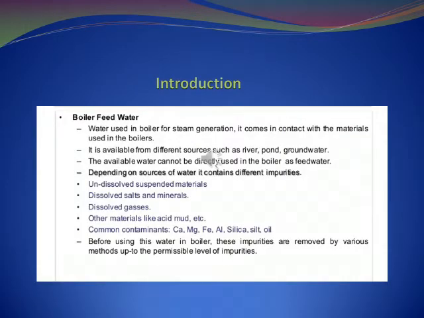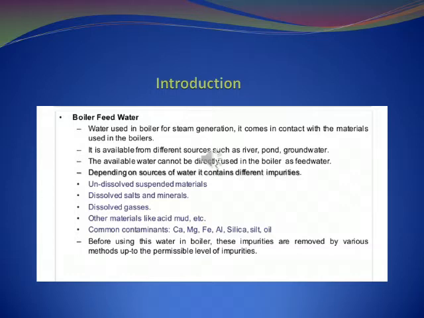Boiler feed water. Water is used in boilers for steam generation and it comes in contact with the materials used in the boilers. It is available from different sources such as river, pond, and groundwater. This available water cannot be directly used in the boiler as feed water.